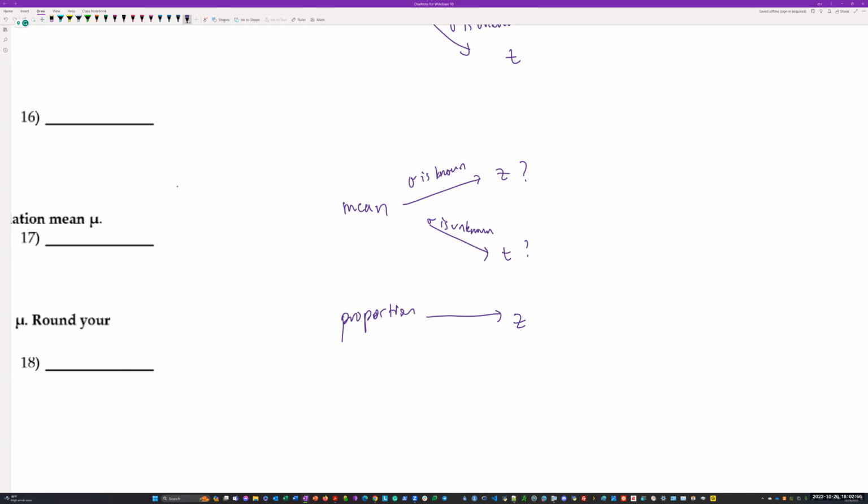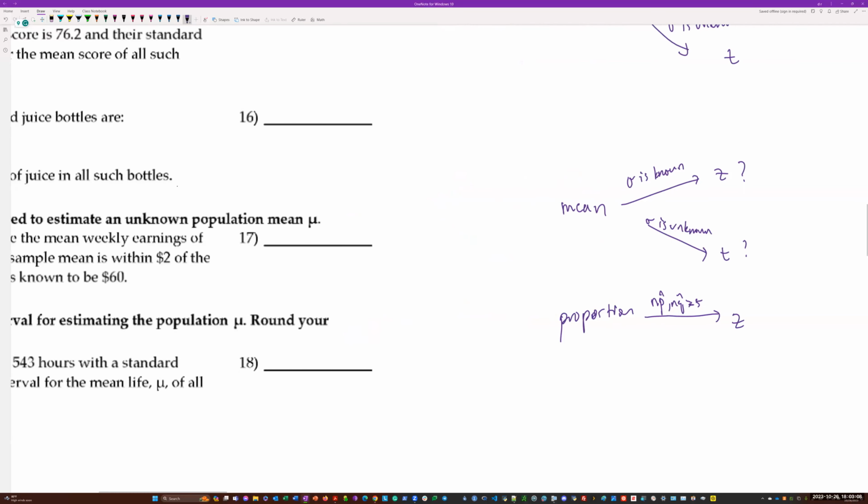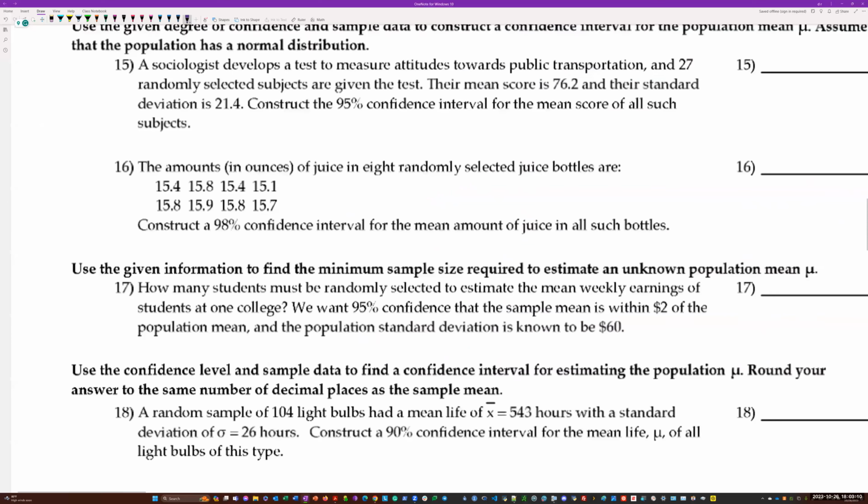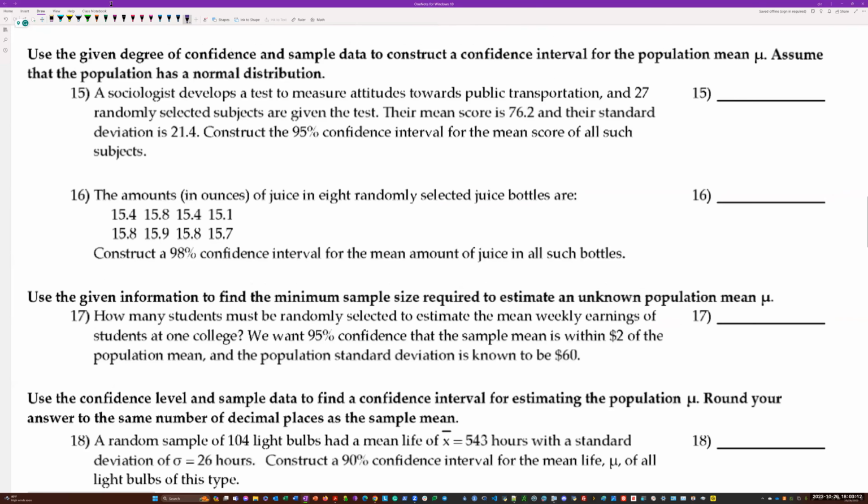Or, excuse me, we said here that n p hat and n q hat have to be greater than or equal to 5. Is that right? Does that make sense? Question? All right. So here, they're definitely talking about mean. So I have to start deciding between Z or T. How do I decide?